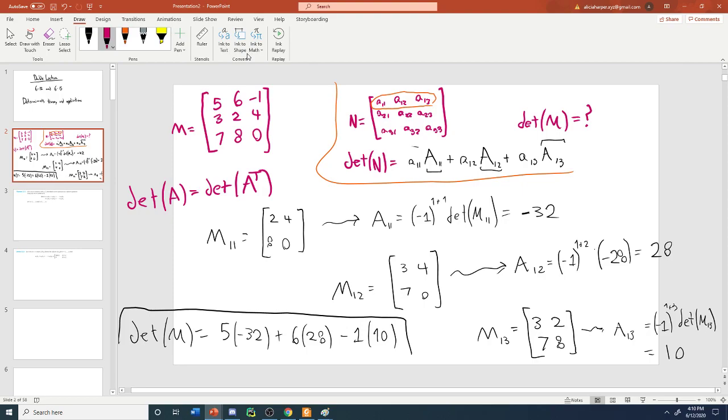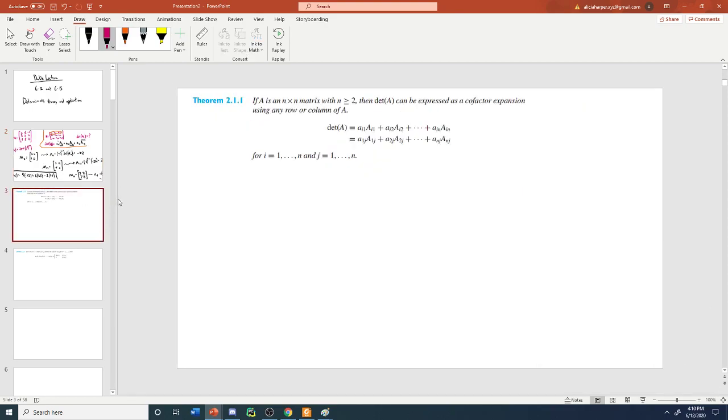And because rows of A correspond to columns of A transpose and vice versa, a cofactor expansion along a column of A corresponds to a cofactor expansion along a row of A transpose. So I'm going to give you the general formula right now. And the significance of it is going to become more and more clear as we go today.